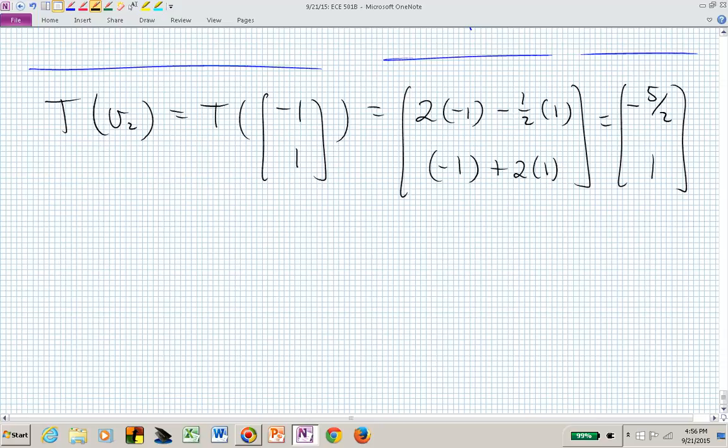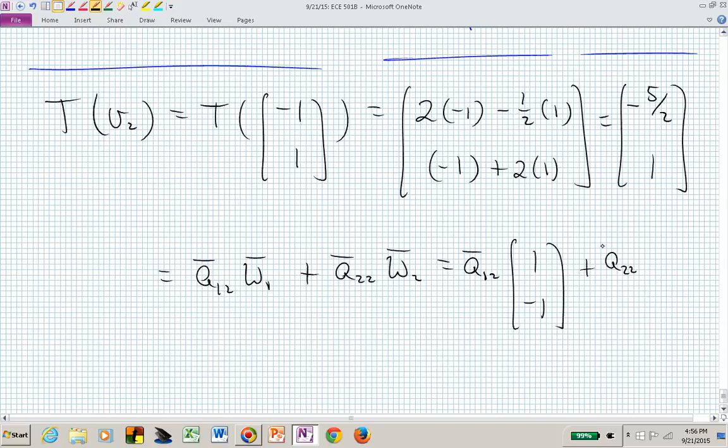We want to now find that in terms of W1 bar and W2 bar. This now becomes A12 bar W1 bar plus A22 bar W2 bar. Or A12 was weighting W1 bar, and W1 bar was 1, minus 1. And A22 bar was weighting W2 bar, which was 1, 1.